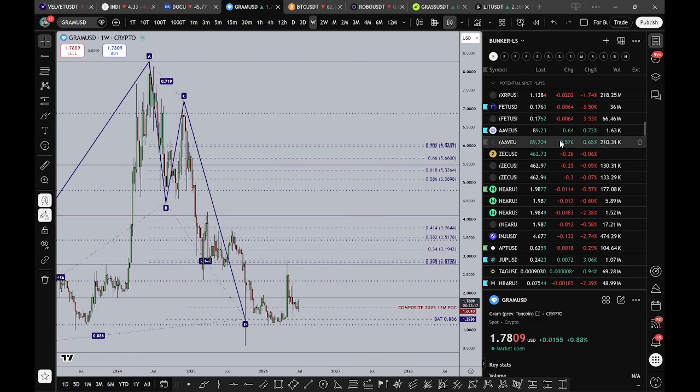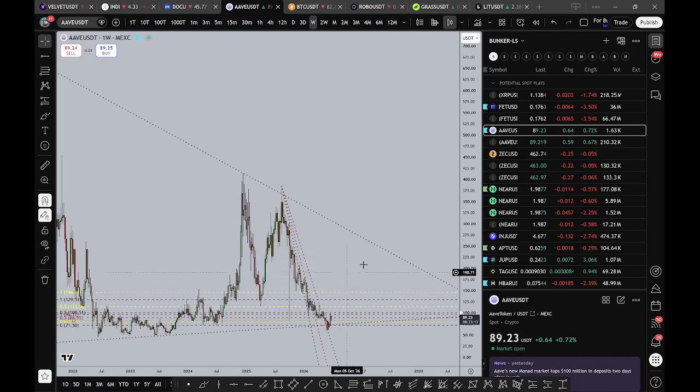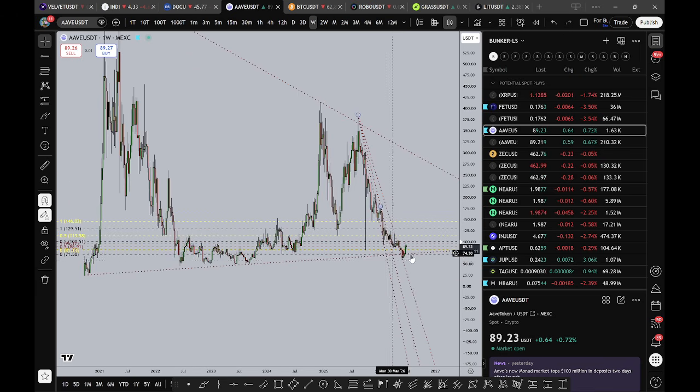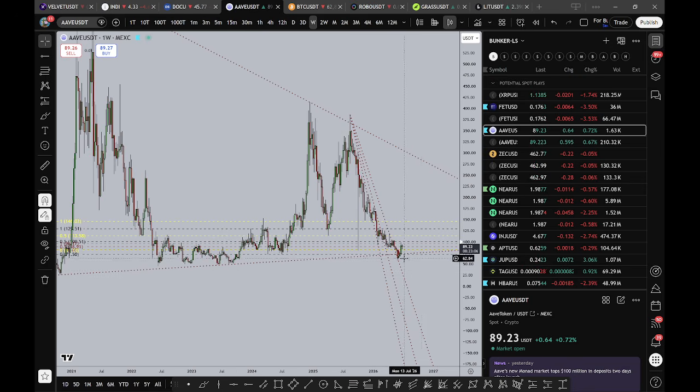Let's keep going. Aave had a beautiful move. We had a nice look at this on stream. We were saying, look, it doesn't get more low risk than that on Aave, right? It got raided and reclaimed. So Aave, beautiful move.